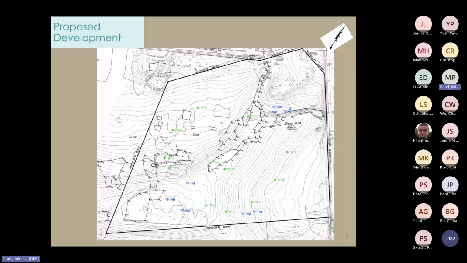2 sets of soil investigations were conducted here. A total of 20 test pits were performed. The first group, shown in green, are from April 2021, and the second group, shown in blue, are from January 2022.